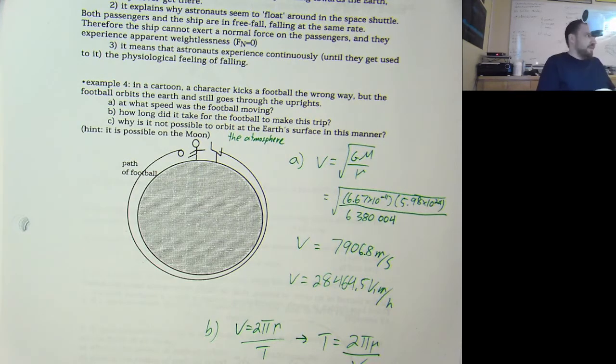Even the moon's pretty big. How long does it take? Well, the moon has a radius of 1,740 kilometers. Actually, fun fact, the moon and Mars are roughly the same size. Mars is a little bit bigger than the moon, but not much. Okay, flip the page.